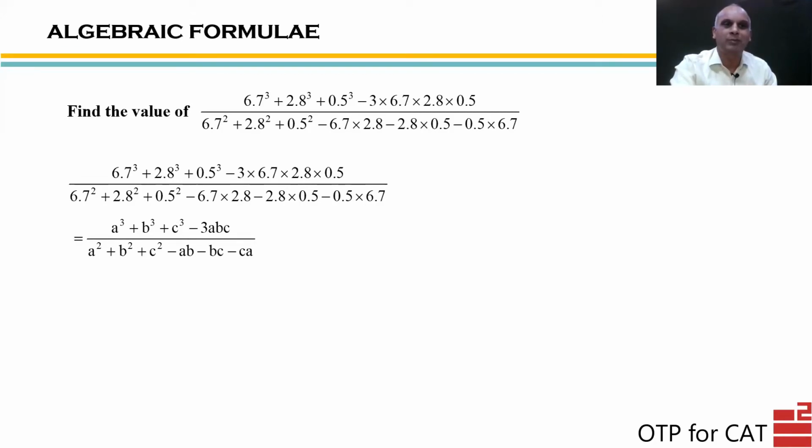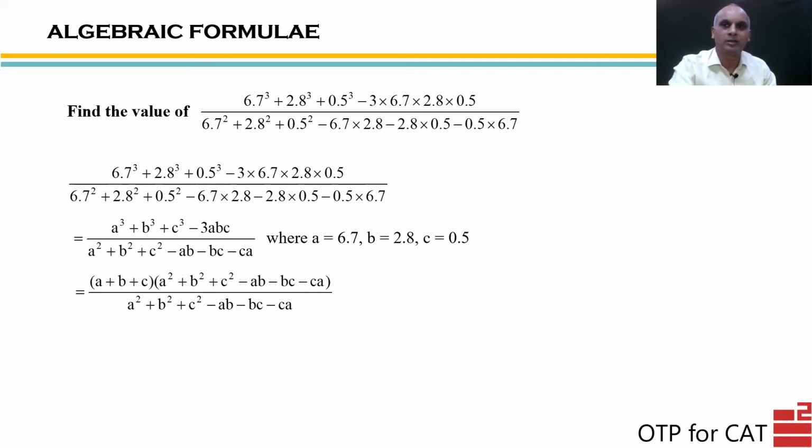Here I have replaced 6.7 by a, 2.8 by b and 0.5 by c. So it becomes this expression, and when factorized it gives you this. We can see in the numerator the second bracket matches with the denominator expression. So this cancels and I'm left with a plus b plus c, and that comes out to 10.